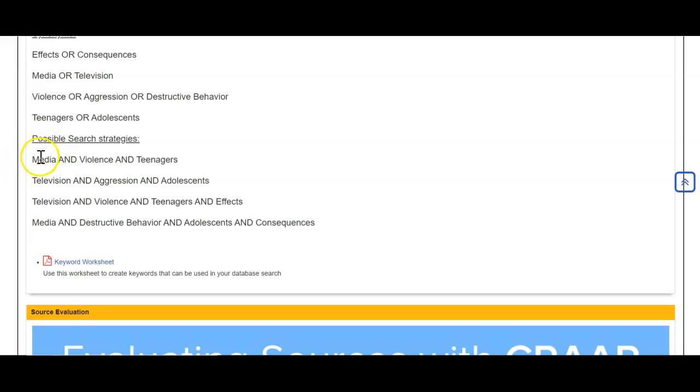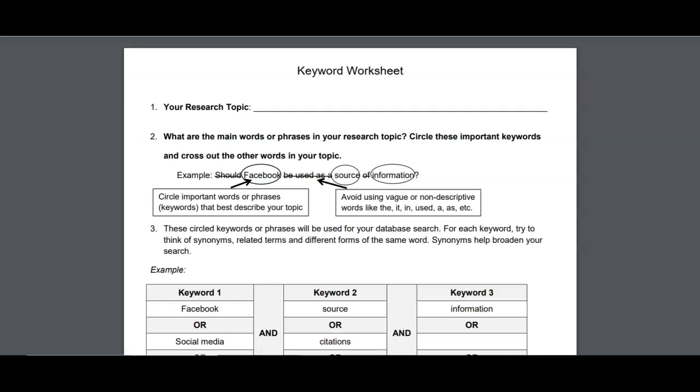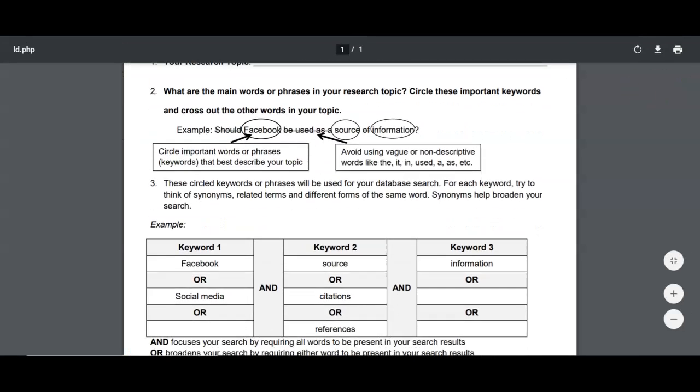So you can see, based on the keywords we came up with, I might do a search for media and violence and teenagers, see what I get, maybe find 2 or 3 good articles. Then I can change it to media and violence and adolescence, and I may get a totally different set of results. Then I might change it up a little bit and do television and aggression and teenagers. So don't expect, again, to do that one magic search. You'll see linked here in the LibGuide, there is a keyword worksheet to help you work out your own keywords.